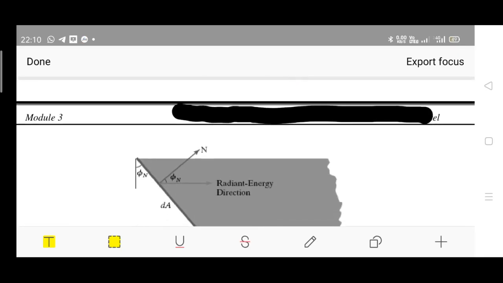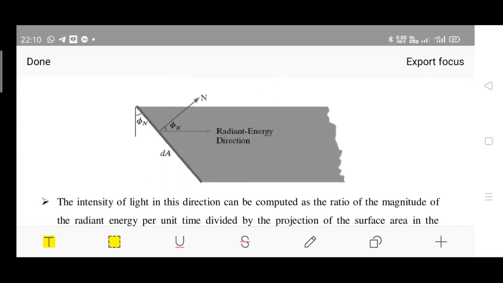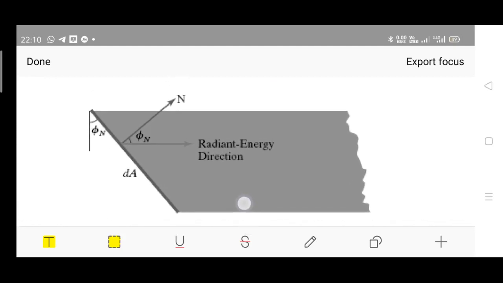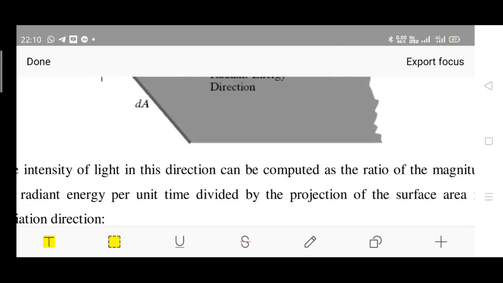Let's see how to represent it. So this is the diagrammatic representation. A thick wall type of surface you can see, right? The angle of incidence as well as the angle of reflection is considered here as a vector. Incidence and reflection, the angle is marked as phi n.